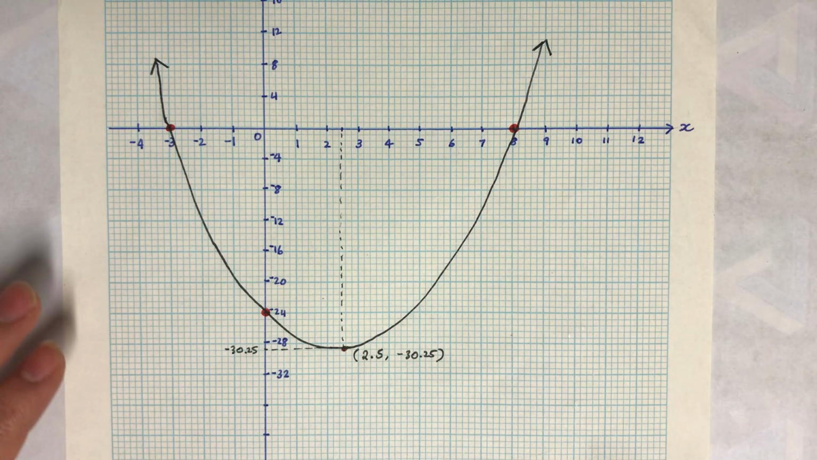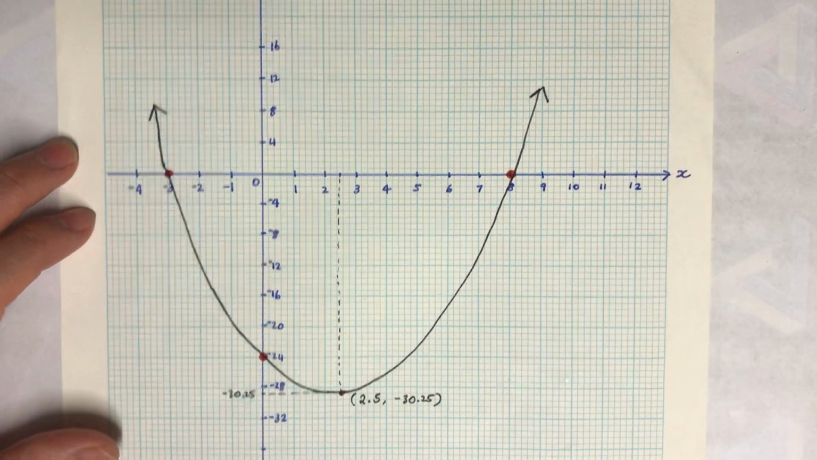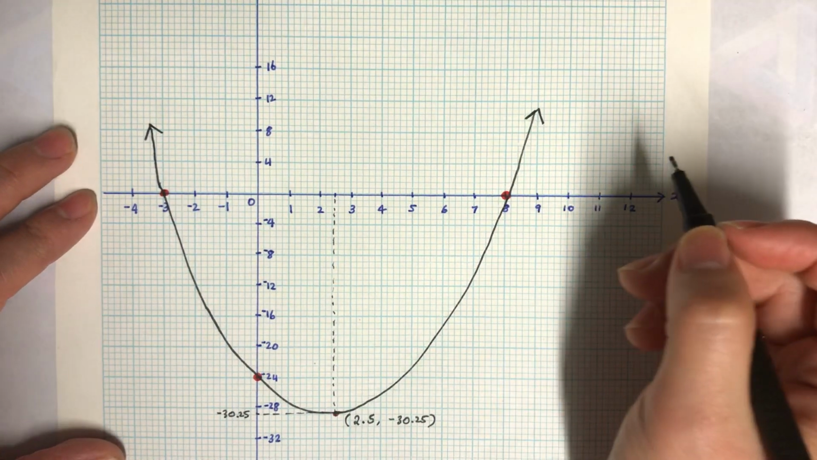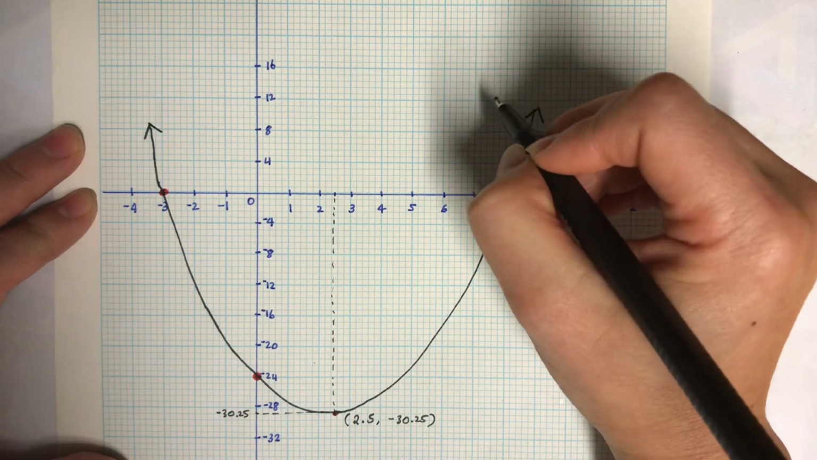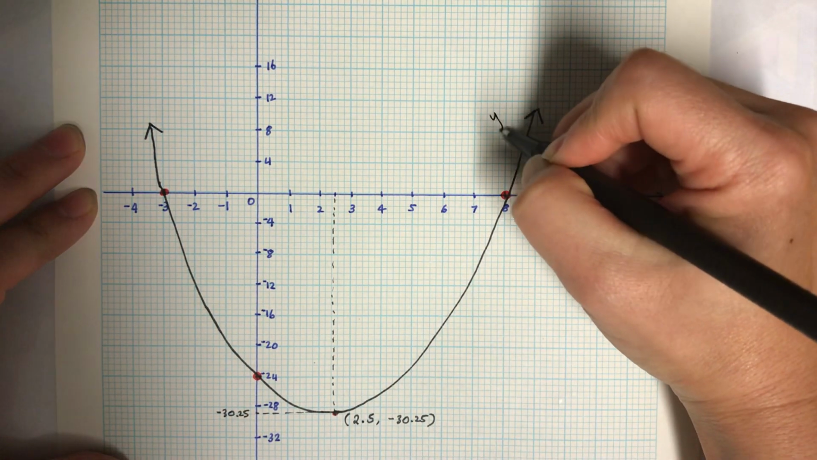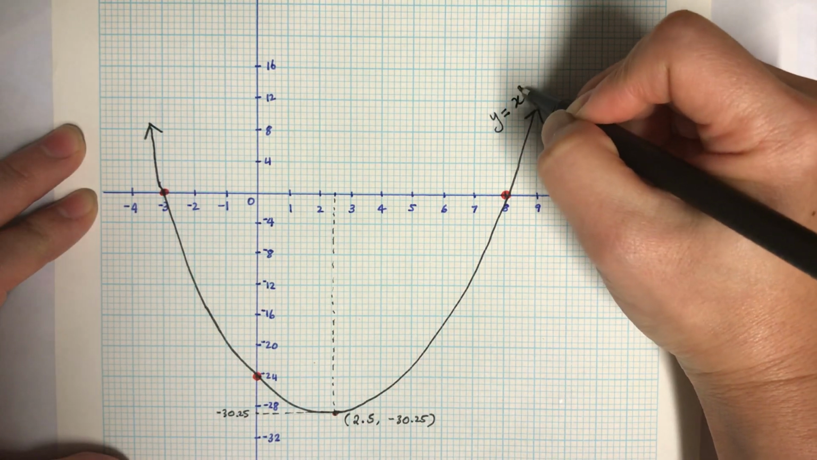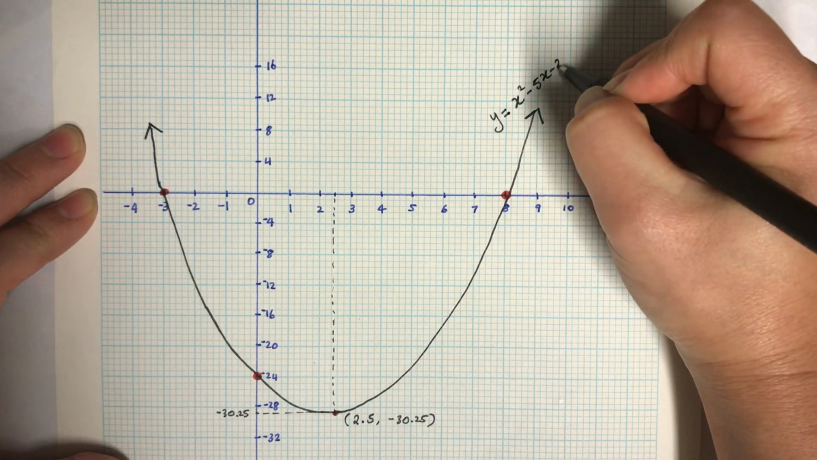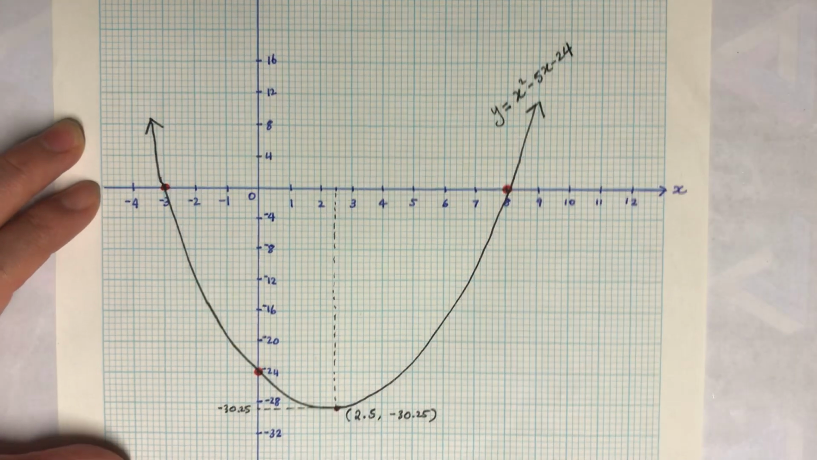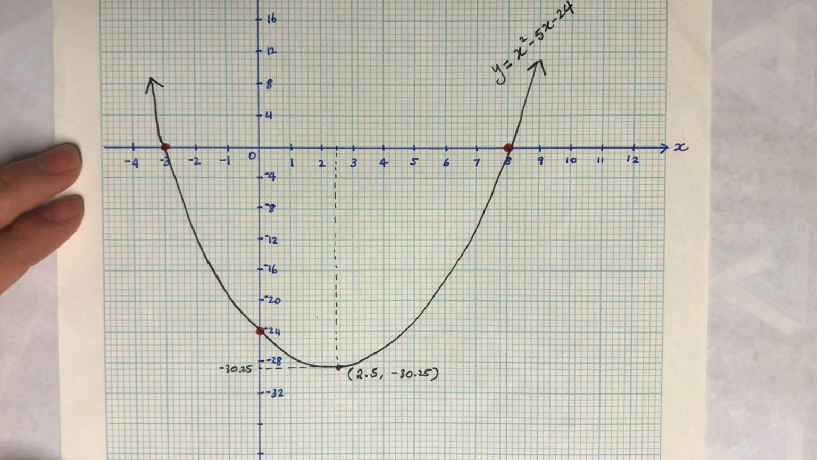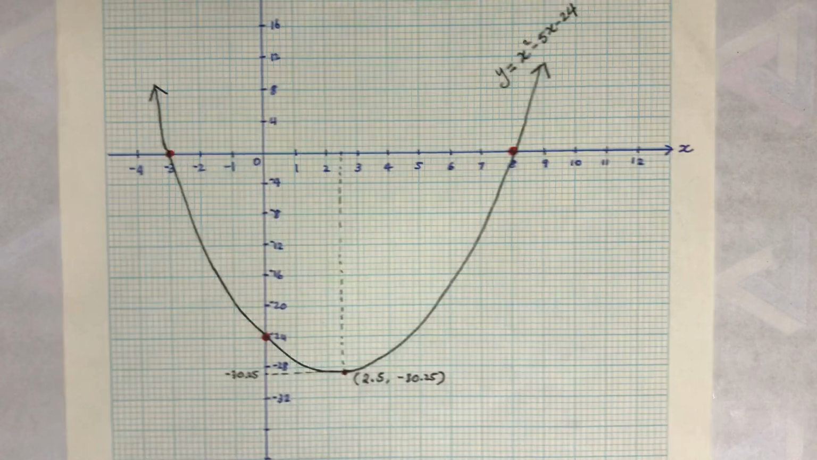And then lastly, I'm going to name this parabola because every graph has a name, like you have your name. So this one is what we call y equals x squared minus 5x minus 24. Okay, and that's how you sketch a parabola. Well done, people.